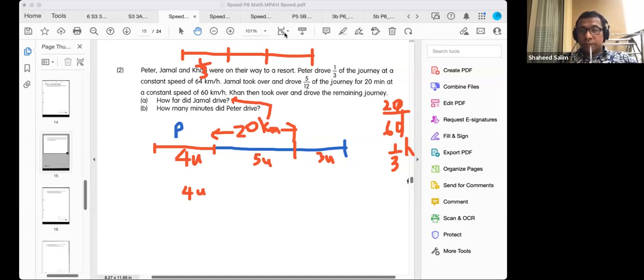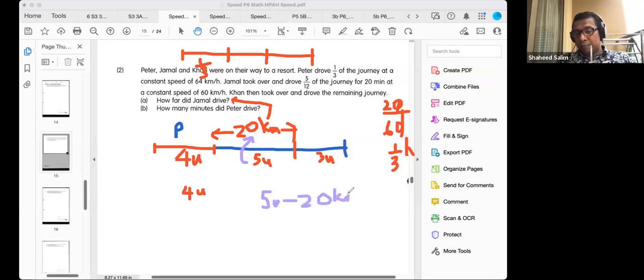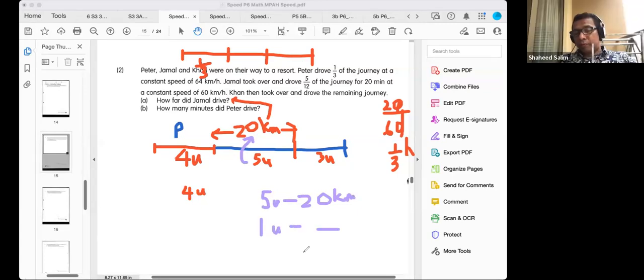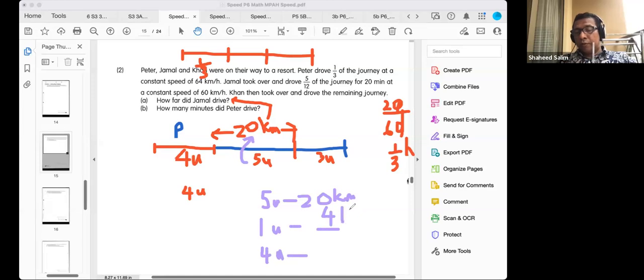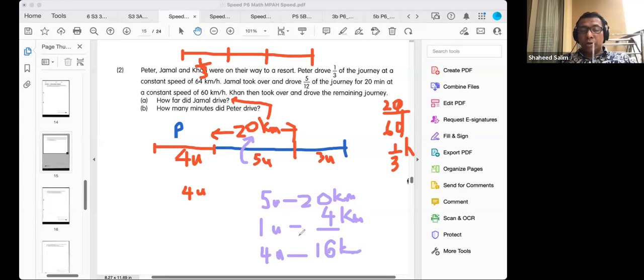Five units, 20 km. 5 units, 20 km. 1 unit, how many km? Okay. Then 4 units, how many km? You can find out. 20 divided by 5 equals to 4. Then 4 km. 4 times 4 equals to 8, 12, 16. 16 km. So this now here is 16 km. You so got the distance.